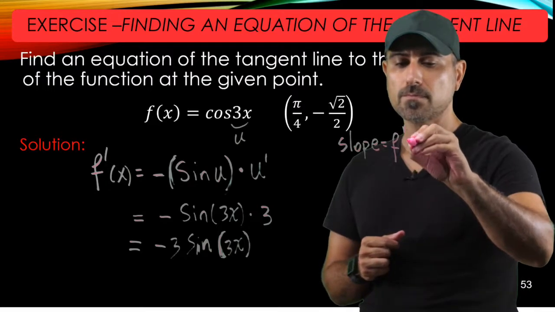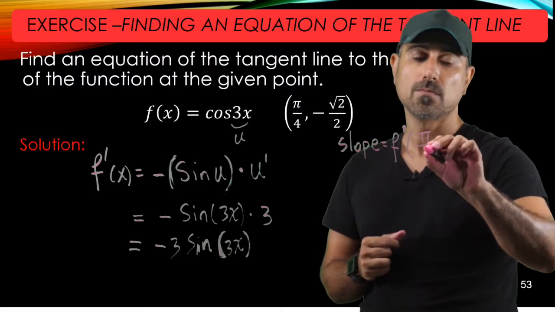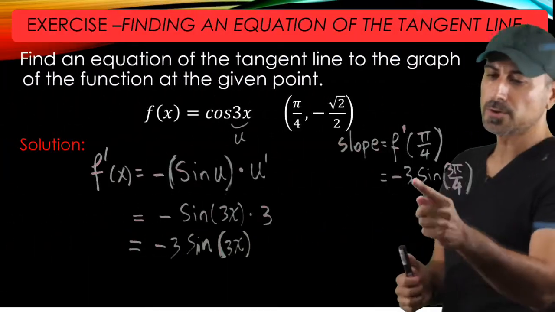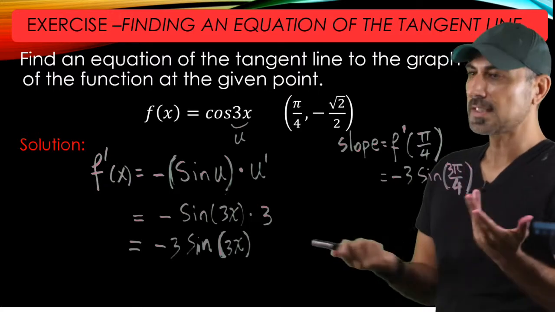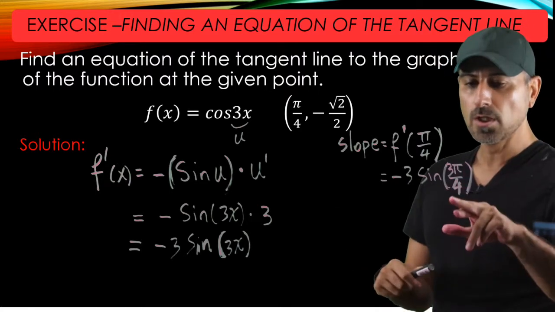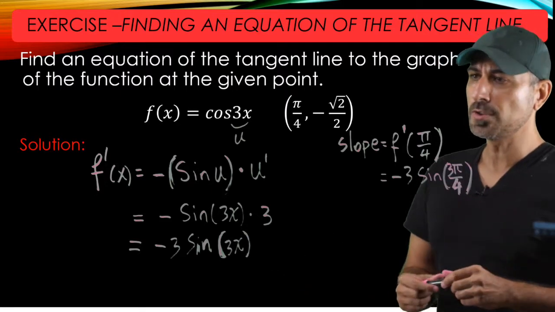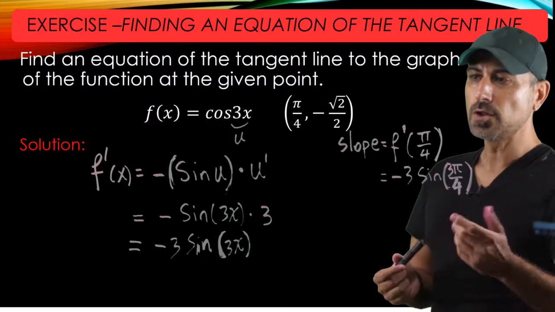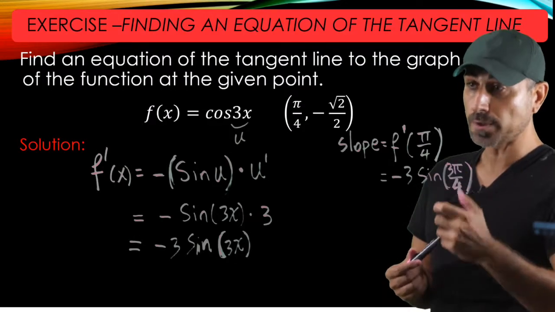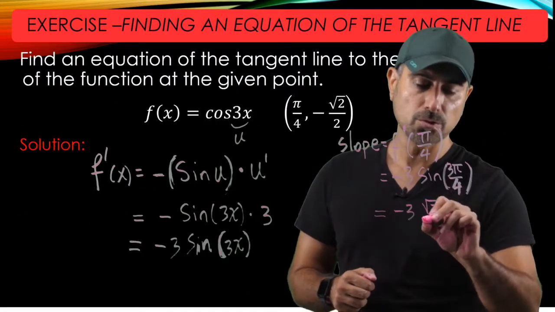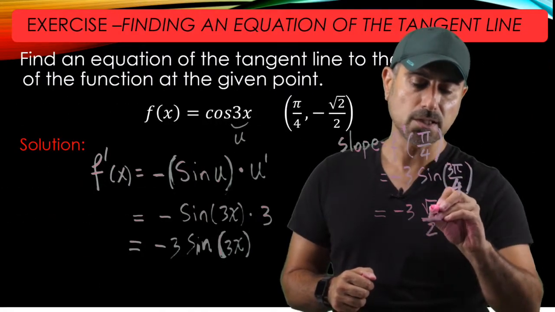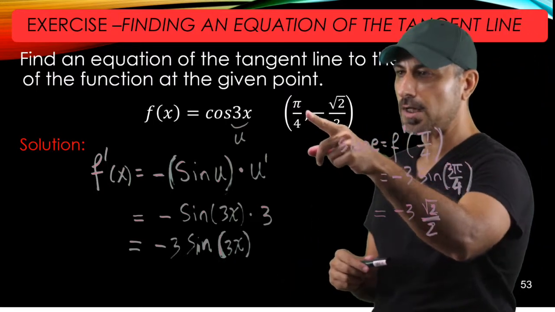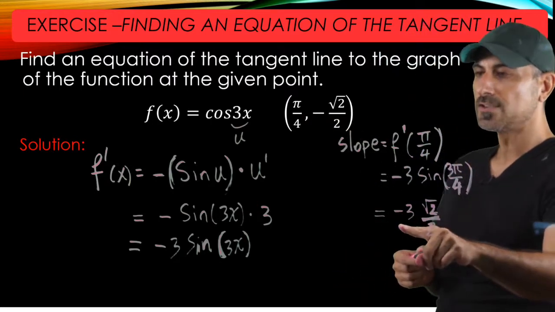So in short, we want to evaluate f prime at the given point pi over 4. F prime at pi over 4, we're going to substitute pi over 4 for x. And this is equal to minus 3 sine 3 pi over 4. So at this moment, either you can use your TI-84 to evaluate this, or you can use the unit circle, because 3 pi over 4 is 135 degrees. We know that sine 3 pi over 4 is the y coordinate of the point, root 2 over 2. So in turn, the slope of the tangent line to the function cosine 3x at point pi over 4 and negative root 2 over 2 is negative 3 root 2 over 2.